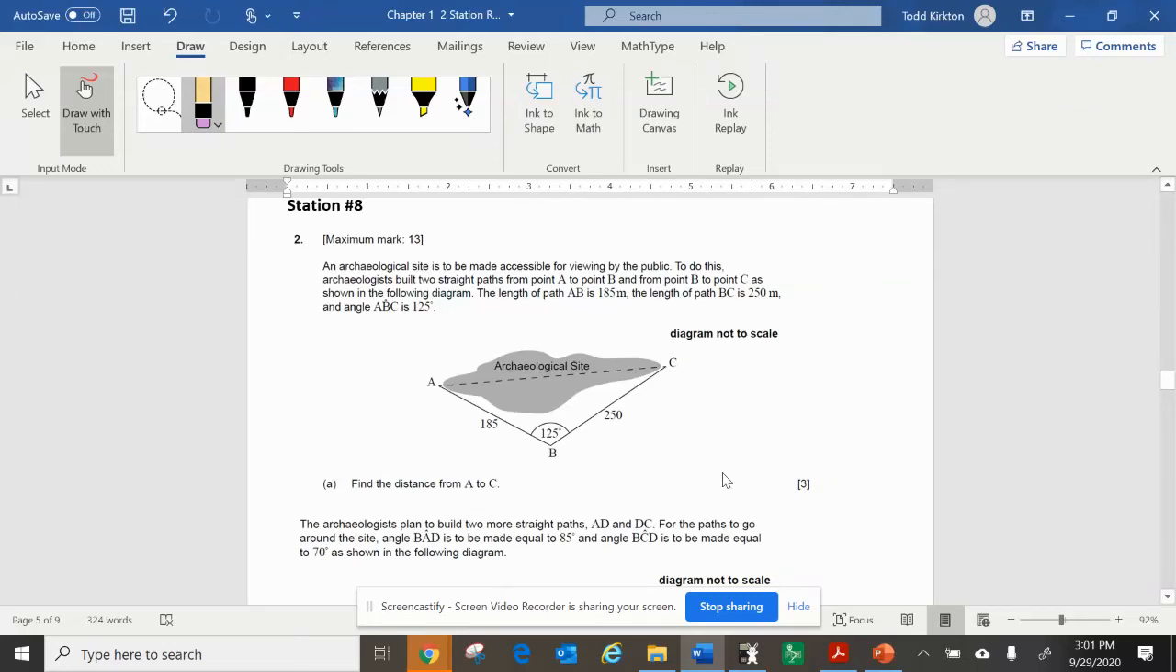This is station review number 8, and we have a triangle here. There's a site they're digging, and so it's not a right triangle. That's the first thing you notice. And so we have two choices: sine rule and cosine rule, or law of sines and law of cosines.